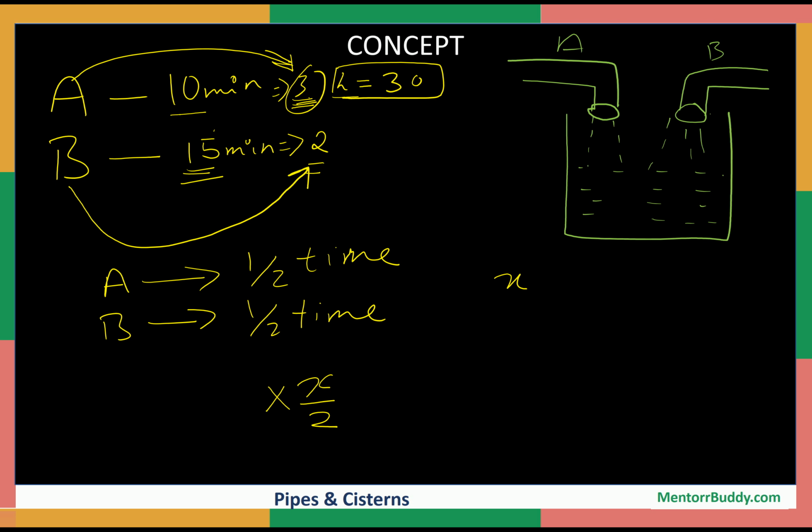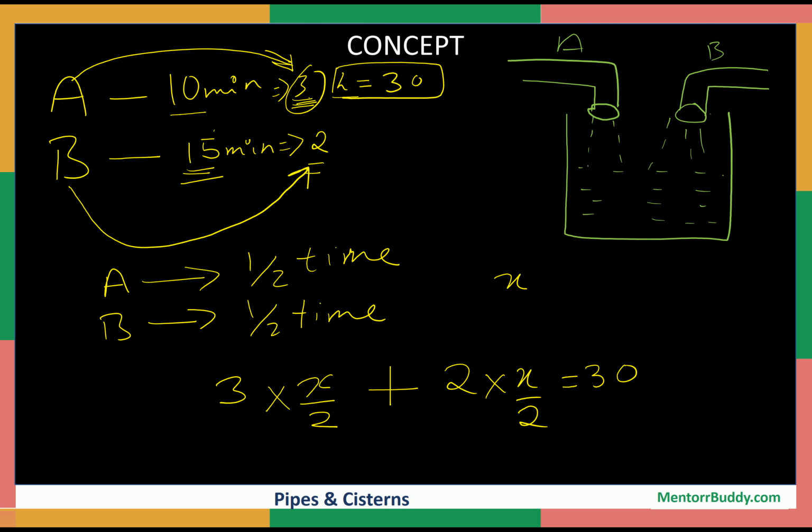So how much work is done by A? That is 3 multiplied by x by 2. Similarly, how much work is done by B? That is 2 multiplied by x by 2, because B has also worked for half the time. And together, if they have filled the tank, then the total work done by A and B should be equal to 30, right? Okay, so that should be equal to 30.